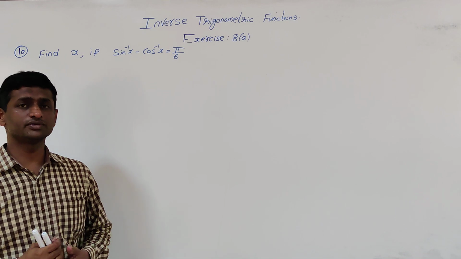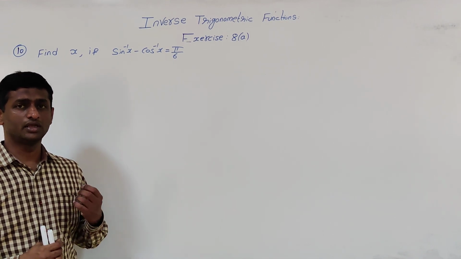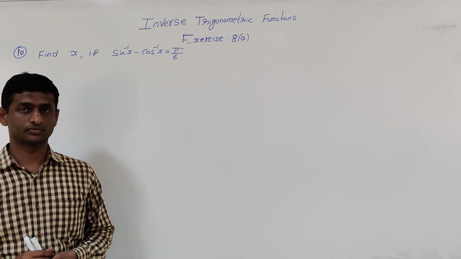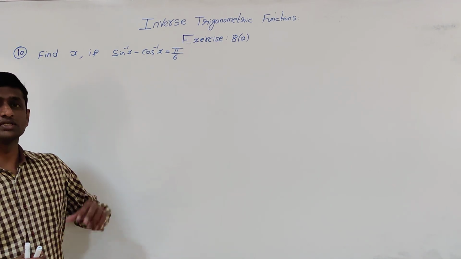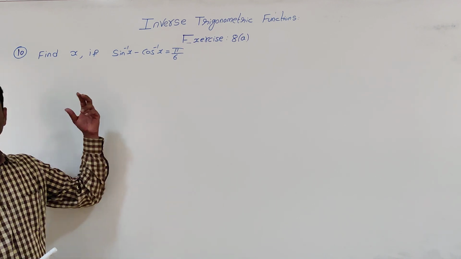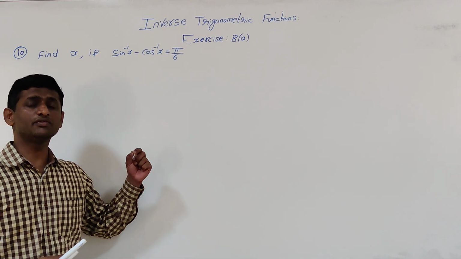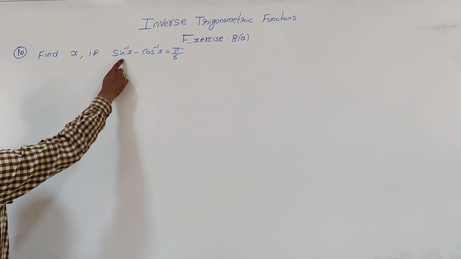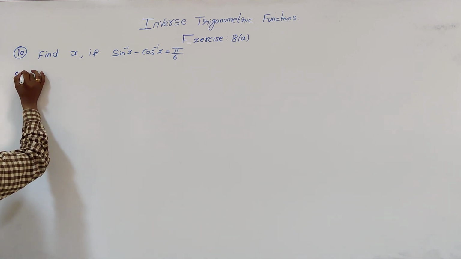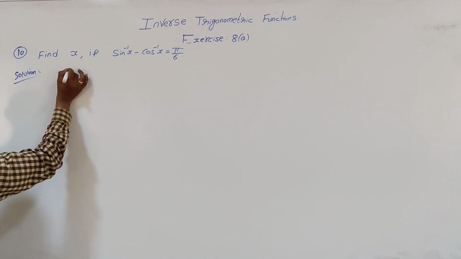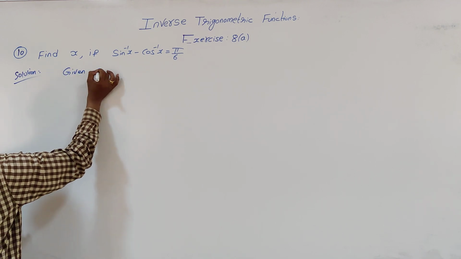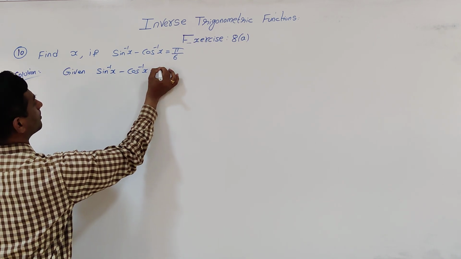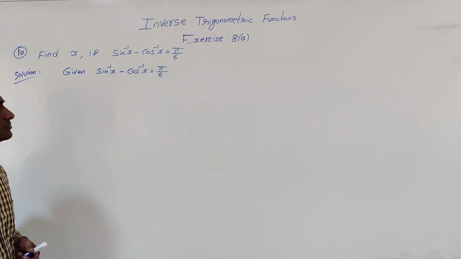So the next problem is find the value of x if sin inverse of x minus cos inverse of x is equal to pi by 6. Now we just have to find out what is the value of x. But there is a property, that is sin inverse of x plus cos inverse of x is equal to pi by 2. So we will use that property. Solution, given sin inverse of x minus cos inverse of x is equal to pi by 6, means it is 30 degrees.